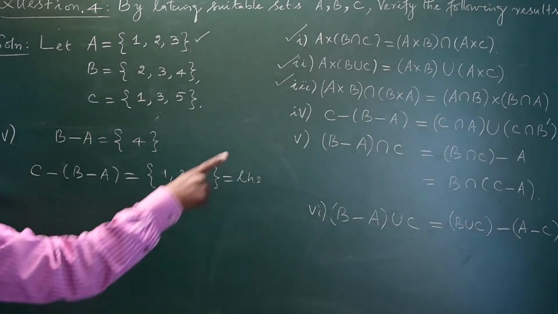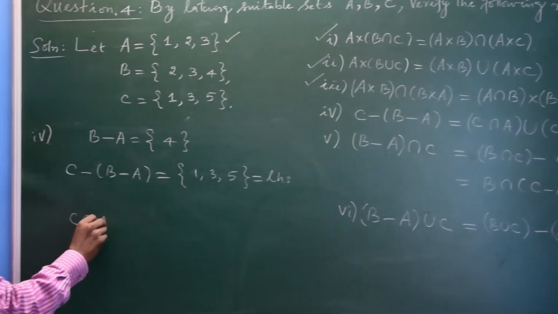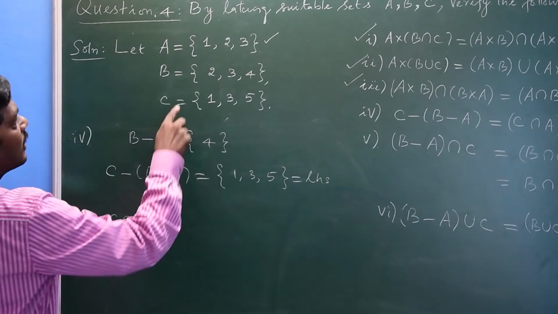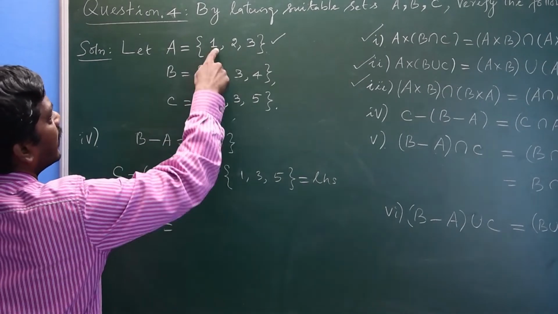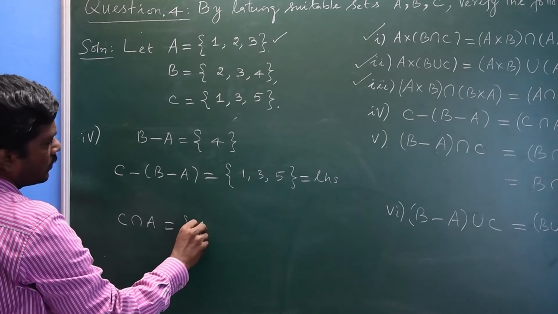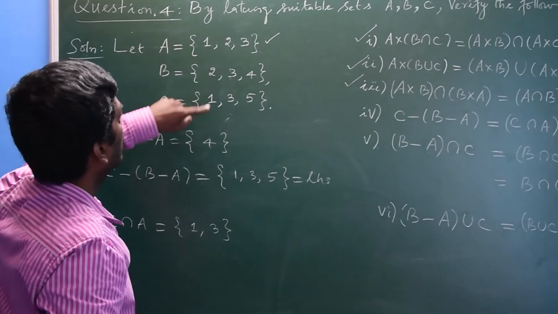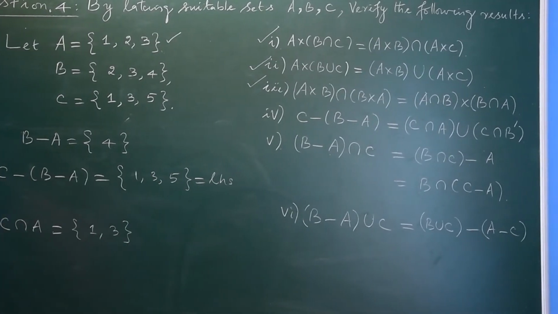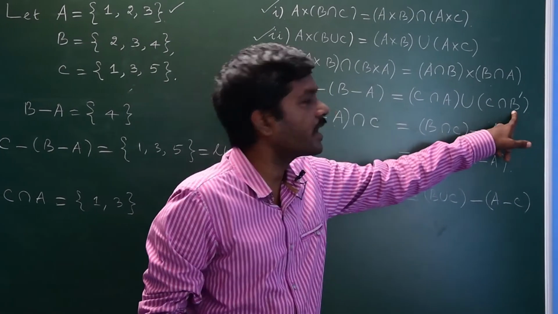Now C intersection A. C intersection A is what is in common? See, what is in common between C and A: 1 and 3. Between C and A, 1 and 3 is in common. And now to find C intersection B complement.